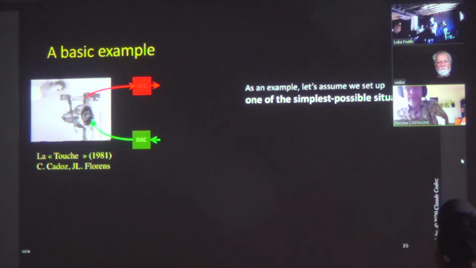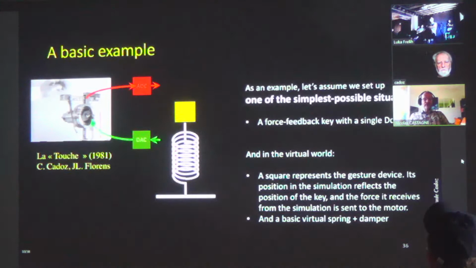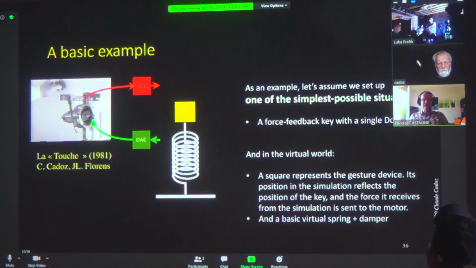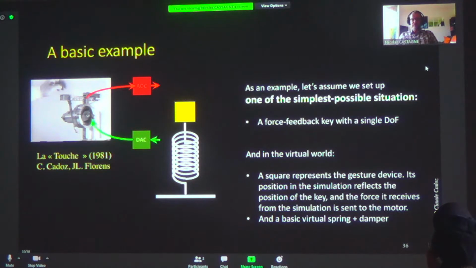Let's go for a basic example, which is perhaps the simplest possible situation we can think of when we talk of haptics. So we have a single degree of freedom haptic system, a basic key. And in the virtual world, in the simulation, we set up a square, which represents the gesture device in the simulation. Its position will reflect the position of the real key, and the force it receives from the simulation will be sent to the motor. And attached to this, we have a basic virtual spring damper.